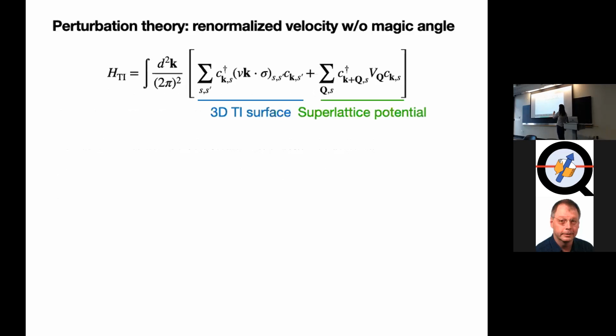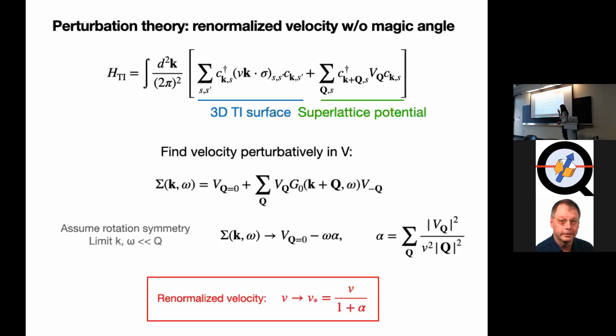It's just a continuum model of a Dirac cone on the surface of the 3D TI, and then some superlattice potential. And this potential is defined by some wave vector Q, or maybe multiple wave vectors, which are related by symmetry. And so the first thing that we do is we compute the velocity perturbatively. And now I can move this little screen so you can see the main result.